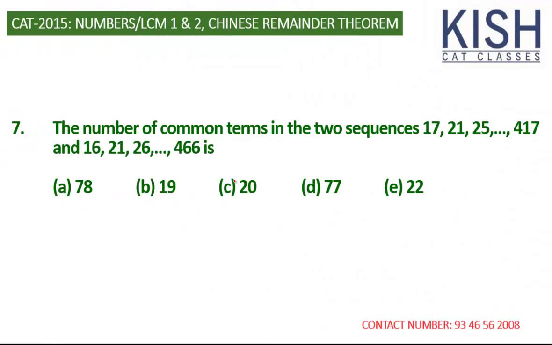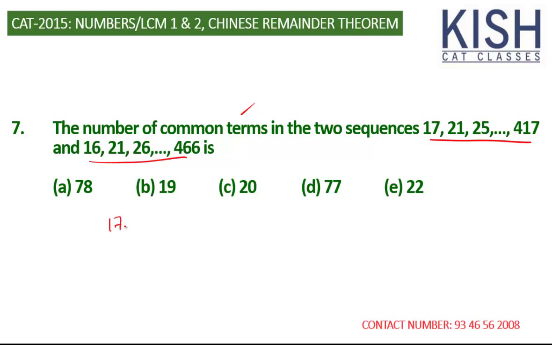The number of common terms in two sequences. This must be very simple. What we have done in the previous two questions is that we had to write the sequences, then find the common terms. Here the sequences are given: 17, 21, 25 and up to 417, and 16, 21, 26 and up to 466. So we need to find the number of common terms. First we need to find the first common term, then it's going to be simple.